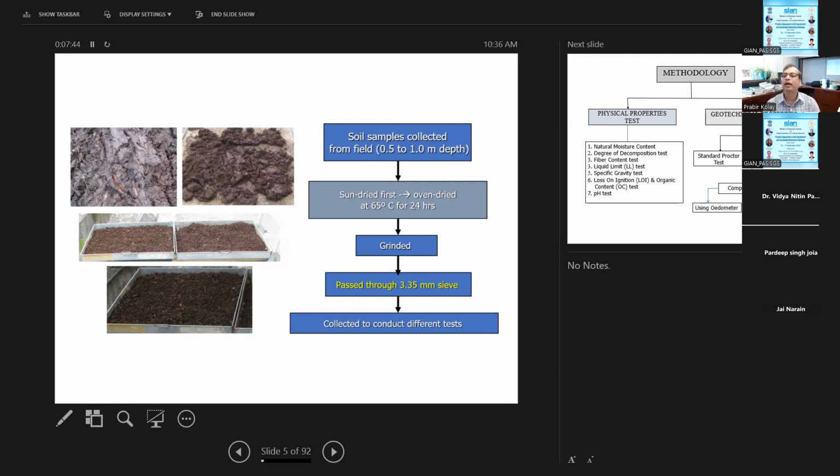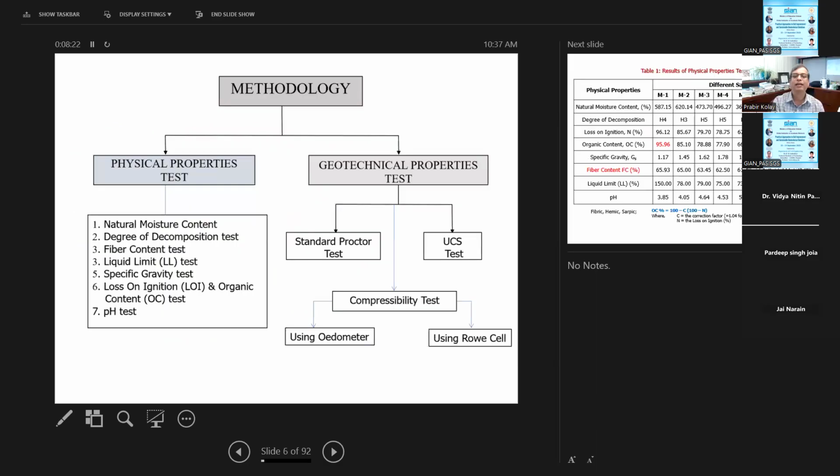Also, for this peat type of soil, because the organic content is too high and the fiber is there, instead of 105 degrees Celsius for 24 hours for moisture content, you need to reduce the temperature to about 65 degrees, otherwise it will burn. So 65 degrees for 24 hours, and then you grind it and pass it through a 3.3 millimeter sieve. It depends how much fiber you need. And then you do different tests. So we collected the soil sample, ground it, sun dried first, and then oven dried at 60 to 65 degrees, and then ran different tests.